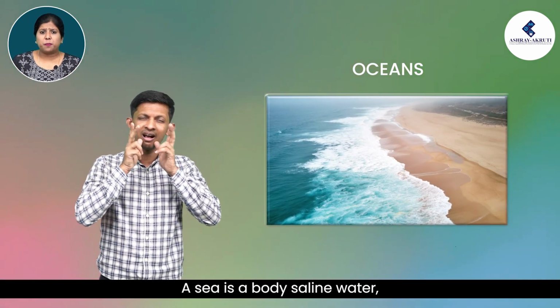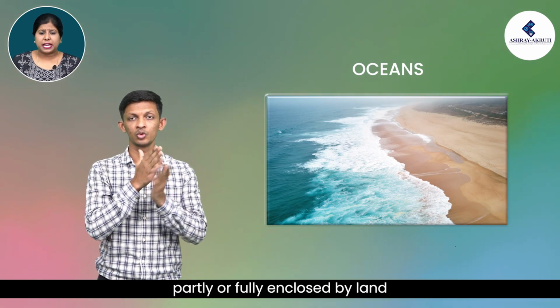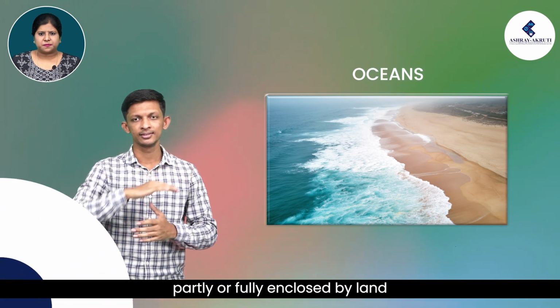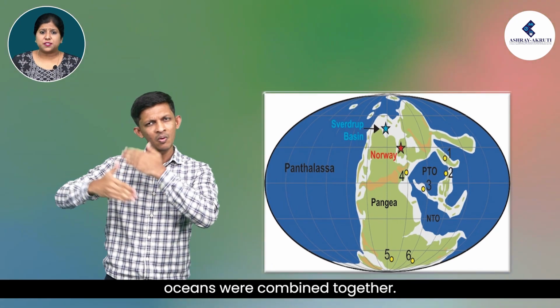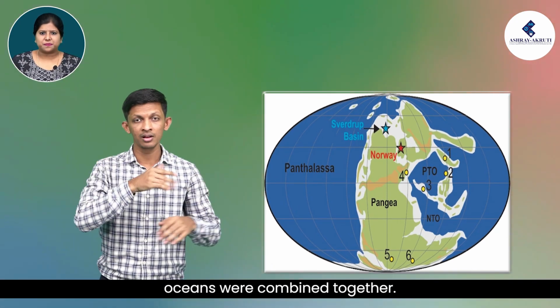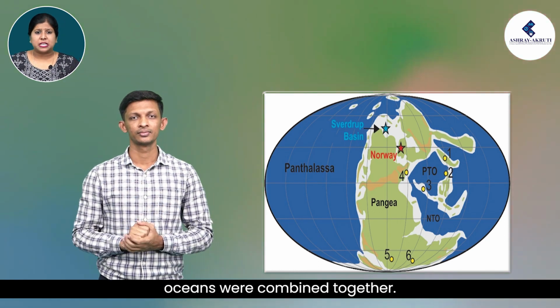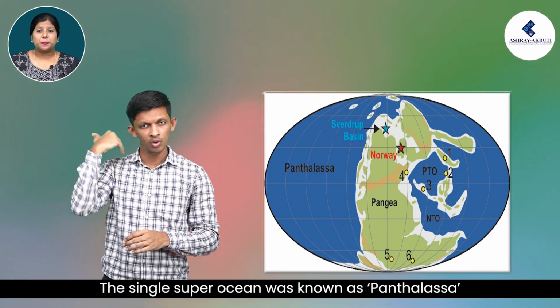A sea is a body of saline water partly or fully enclosed by land. Do you know? Millions of years ago, oceans were combined together. The single super ocean was known as Panthalassa.